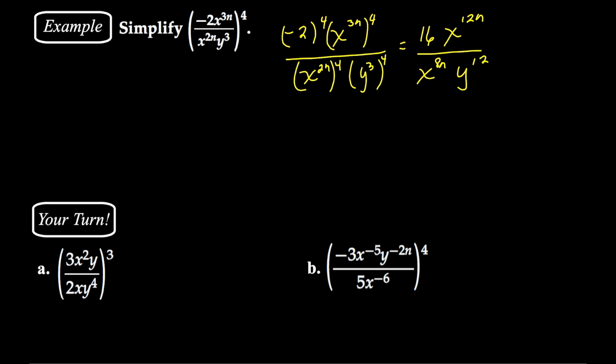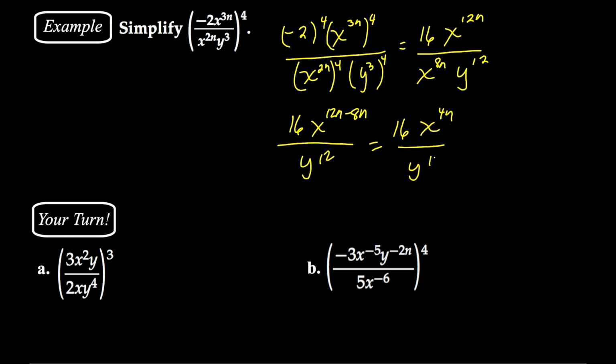And we have one more thing we need to do. These x terms, we can subtract those exponents. So we're going to have 16 x to the 12n minus 8n. I'll just write that one out for this time. 12n minus 8n all over y to the 12. Well, x to the 12n minus 8n, that's x to the 4n, and then it's all over y to the 12th. So that is our final answer. A couple more for you to try on your own.